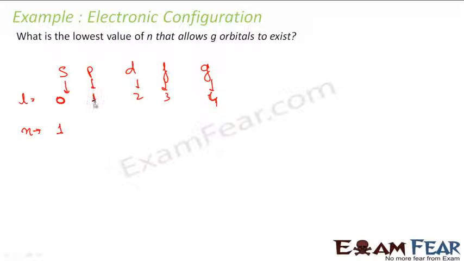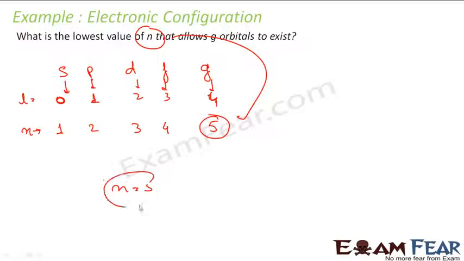For getting a p orbital, the minimum value of n is 2, right? It starts with 2p. For getting a d orbital, the minimum value of n is 3. Why? Because it has to be 1 more than l. For f, the minimum value is 4. So for g, the minimum value will be 5. So the minimum value of n that allows g to exist is n equal to 5. Because n is always l plus 1.